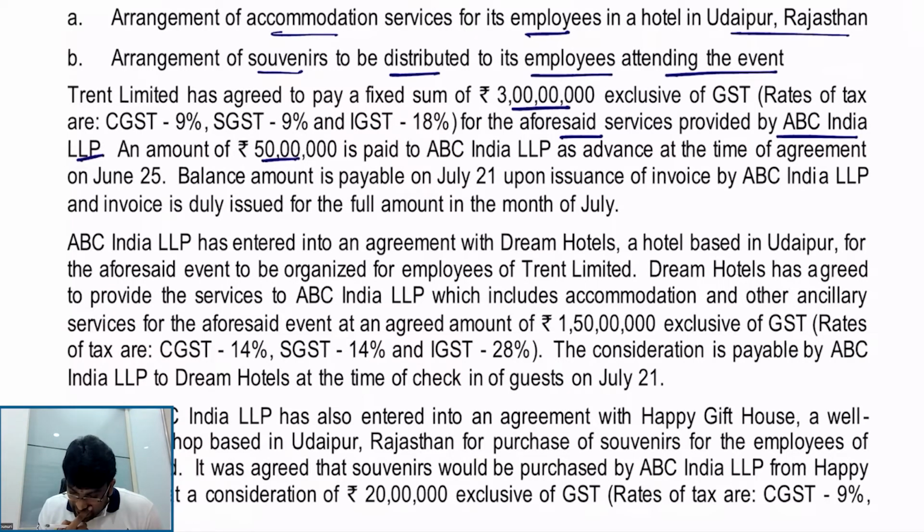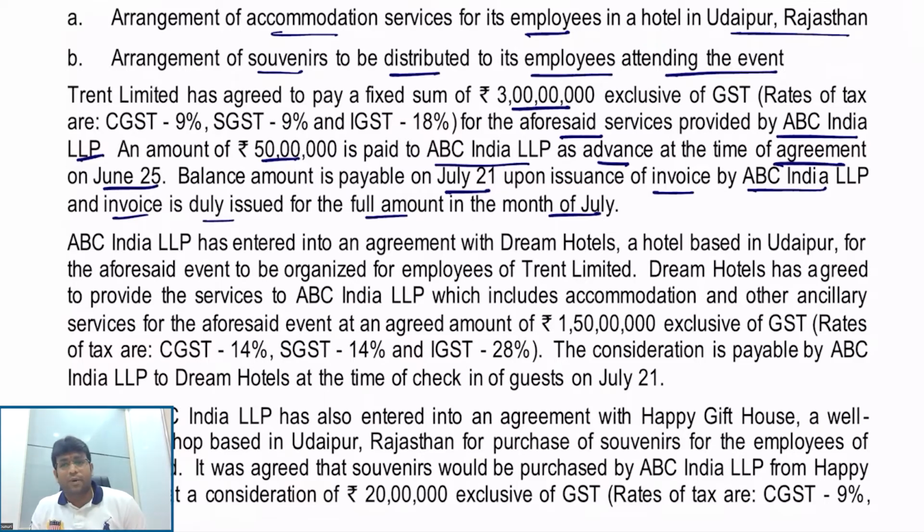An amount of 50 lakh is paid to ABC India LLP as advance at the time of agreement on June 25th. So in the month of June itself, they are paid 50 lakhs. And the balance amount is payable on July 21st upon issuance of invoice by ABC India LLP. And the invoice is duly issued for the full amount in the month of July. When I say full amount, what is the balance amount? Balance amount is nothing but 2 crore 50 lakh.